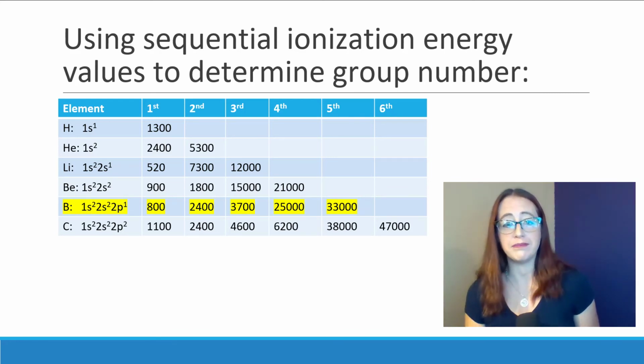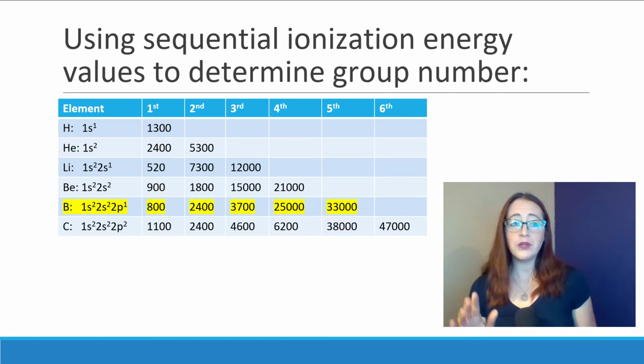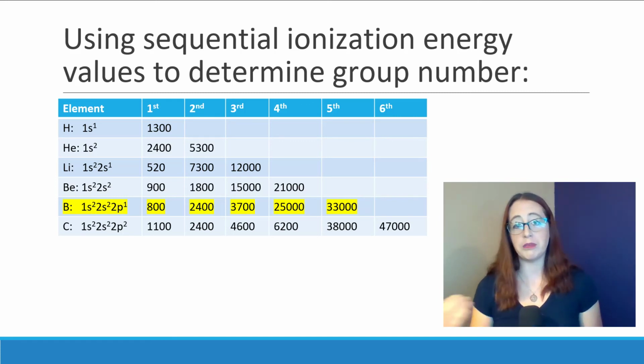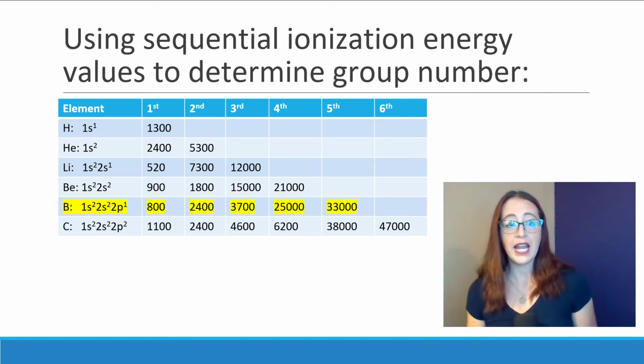It's a huge jump. Now, you can use this concept in reverse to basically show us what group an element is in. Based on where that big jump happens, you can see what group of the periodic table it must be in. And those are what your example problems will largely focus on.